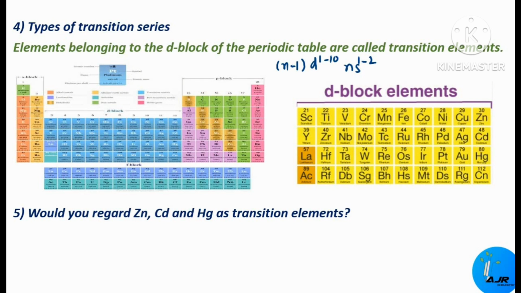Actually, zinc, cadmium, and mercury are not regarded as transition elements due to the absence of partly filled d orbitals in them and in their commonly occurring ions also. Because the transition elements may be defined as those elements which possess partly filled d orbitals in their elementary form or in their ions existing in chemically significant oxidation states. Understood? So zinc, cadmium, and mercury cannot be regarded as transition elements.